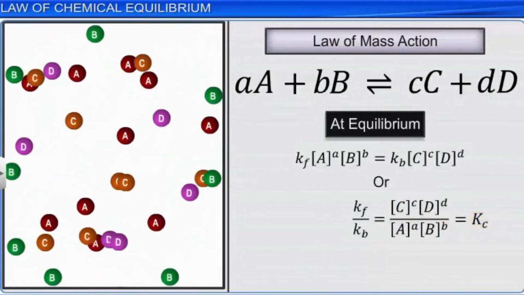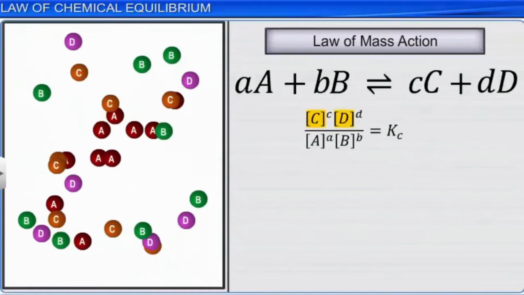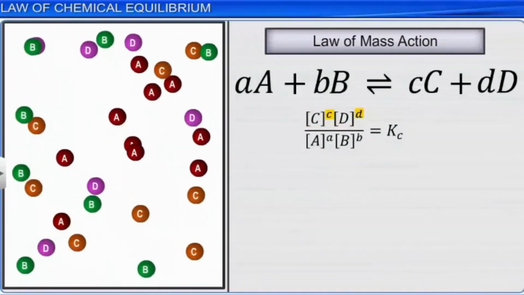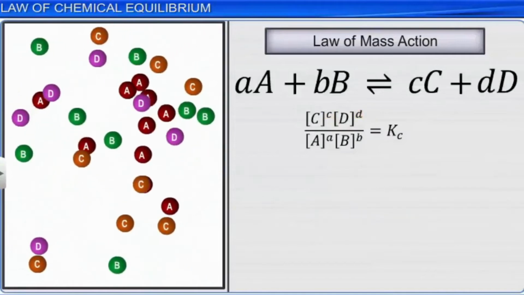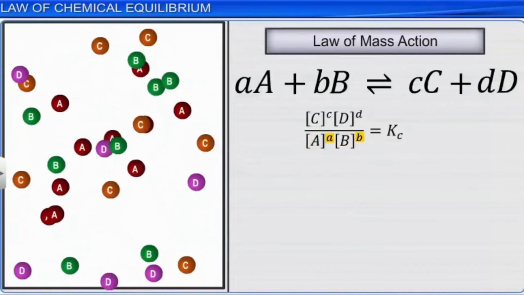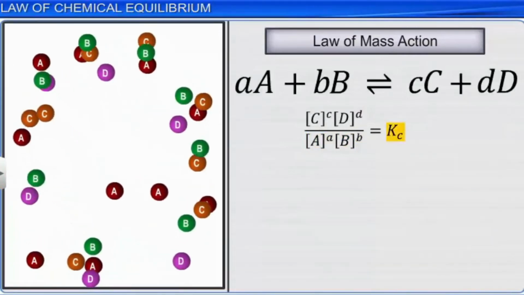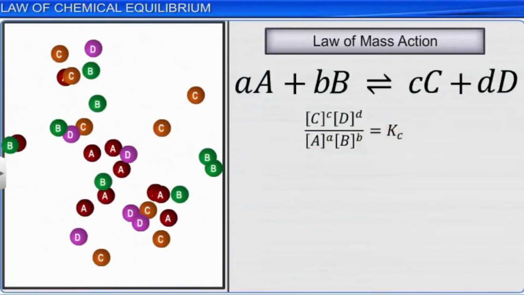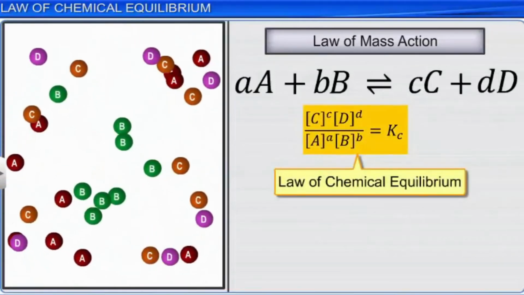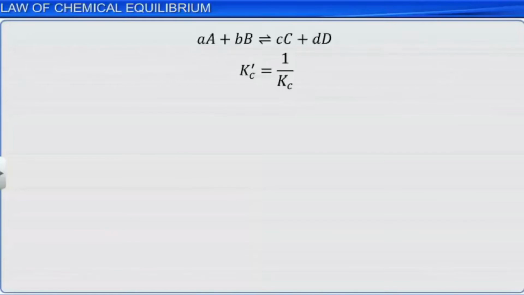Hence, the product of the concentrations of the reaction products raised to their respective stoichiometric coefficients in the balanced chemical equation, divided by the product of the concentrations of the reactants raised to their respective stoichiometric coefficients, has a constant value at a given temperature. This is known as the equilibrium law or the law of chemical equilibrium. The equilibrium constant for the backward reaction is the inverse of the equilibrium constant for the forward reaction.